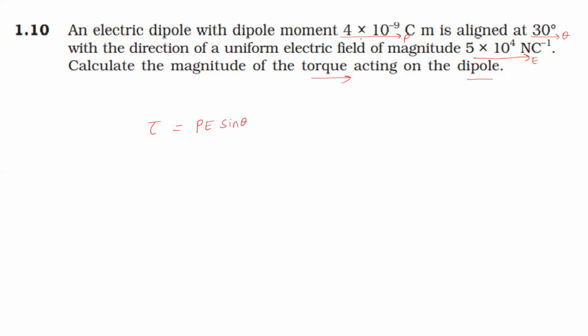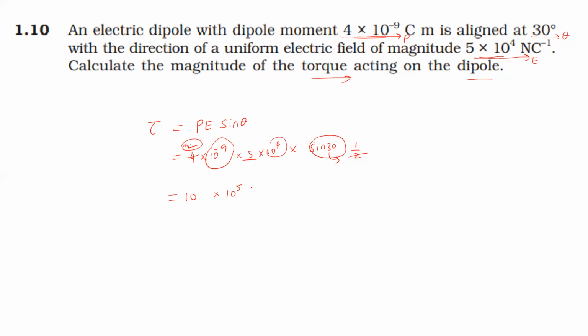Here the magnitude of dipole moment is given as 4 into 10 power minus 9, and the electric field intensity is given as 5 into 10 power 4. And the sin theta, sin 30 degrees. We know the value of sin 30 is 1 by 2. So this 2 and 4 you cancel, you will get 2. This 2 into 5 is 10. And here 10 power minus 9 is there, 10 power 4 is there. So 10 power minus 9 into 10 power 4 is 10 power minus 5.